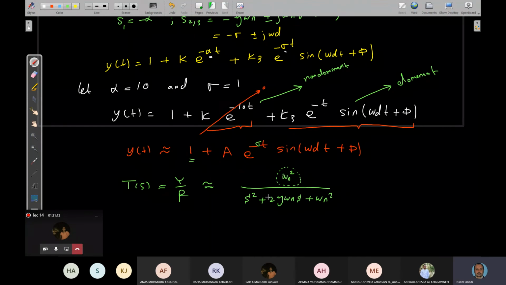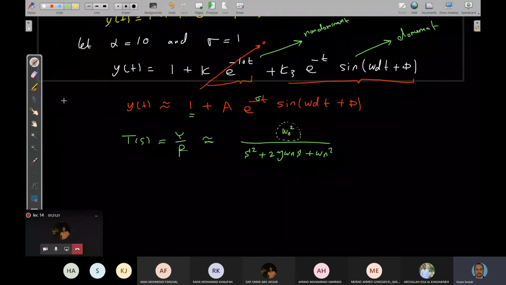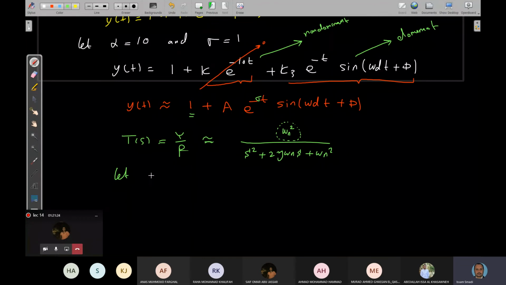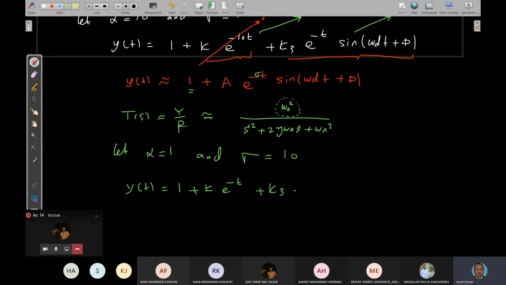So now this is the approximate second order system that can represent the third order system. Now, what about if we have a reverse scenario? Alpha equal to 1 and sigma equal to 10. In this case, y of t is equal to 1 plus k exponential minus t plus k3 exponential minus 10t sine omega d plus phi.